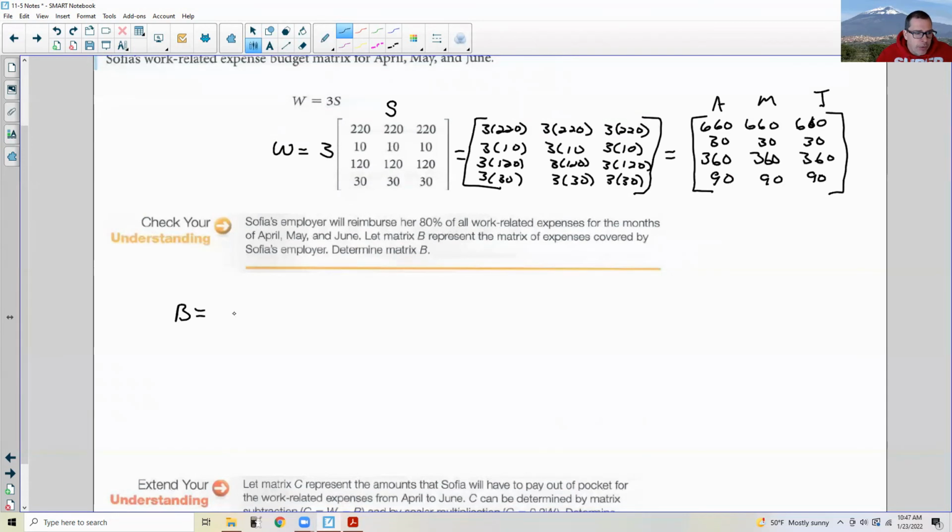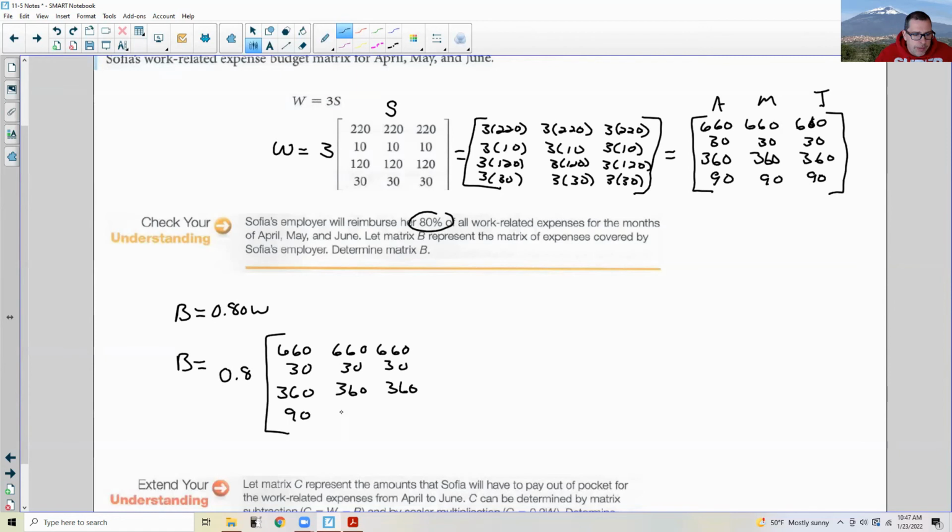Okay, so here we go. B is going to equal 80% of this W. So B is going to equal 0.80 W. That makes sense to you. And now we're going to fill in. So B equals 0.8 times 660, 660, 660, 30, 30, 30, 360, 360, 360, and 90, 90, 90.